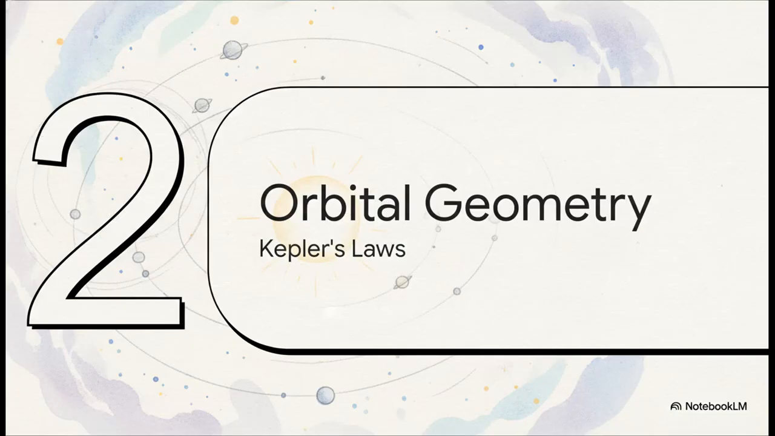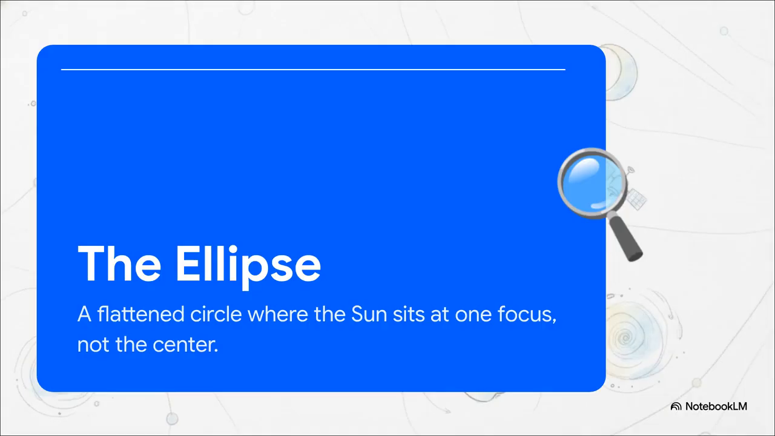Moving on to Section 2, Kepler's orbital geometry. Now, for centuries, people believed orbits were perfect circles, but actually planets move in squashed circles, mathematically known as ellipses. Imagine drawing a circle but physically stretching it out from two sides. That's what the cosmos naturally prefers. And the crucial takeaway for our conceptual map here is that the sun isn't sitting right in the center. It's off to the side at a specific coordinate called a focus.